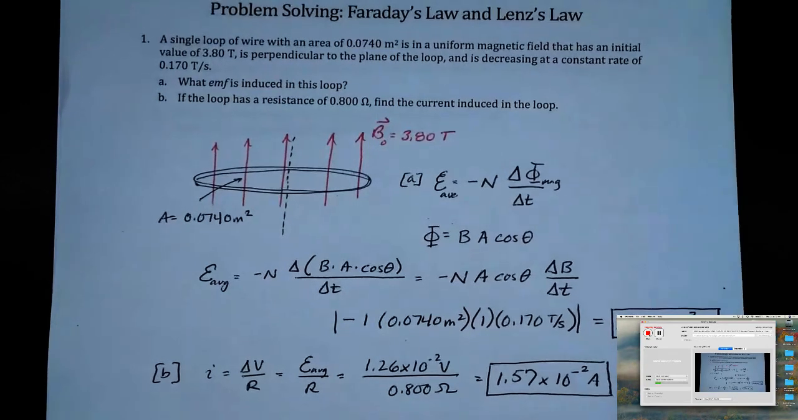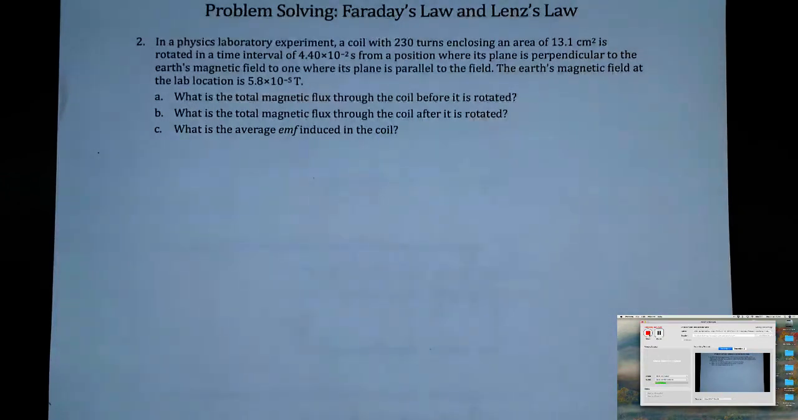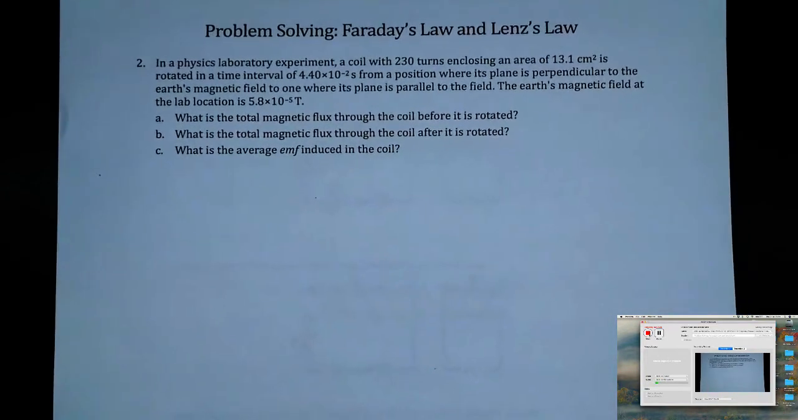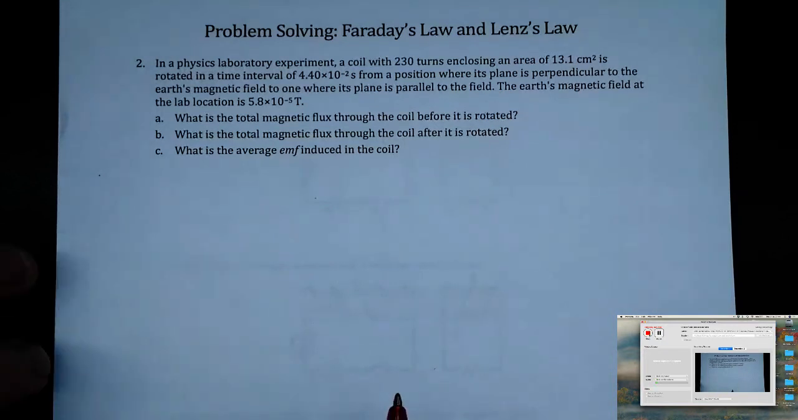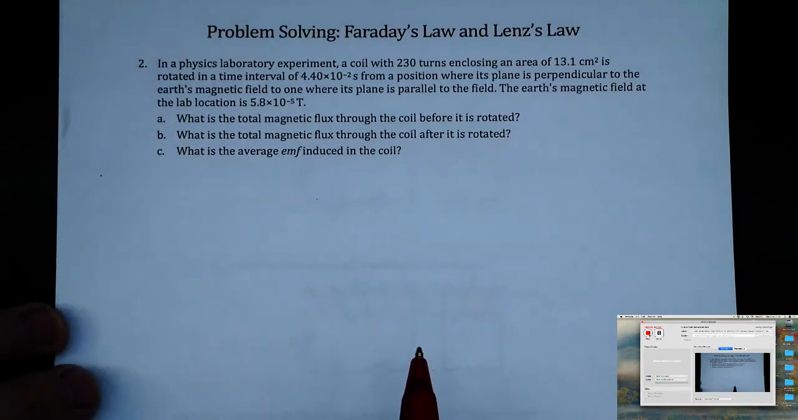The second problem, pretty similar. In a physics laboratory experiment, a coil with 230 turns enclosing an area of 13.1 square centimeters is rotated in a time interval of 4.4 times 10 to the negative 2 seconds from a position where its plane is perpendicular to the Earth's magnetic field to one where its plane is parallel to the field. The Earth's magnetic field at the lab location is 5.8 times 10 to the negative 5th teslas.